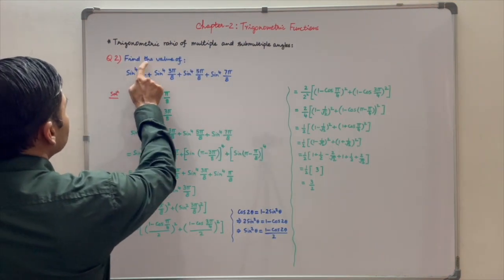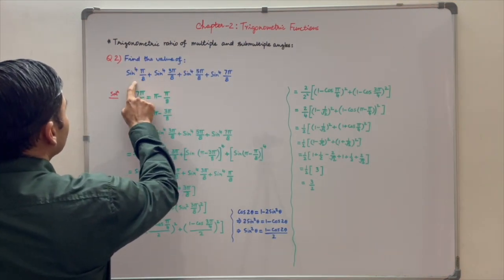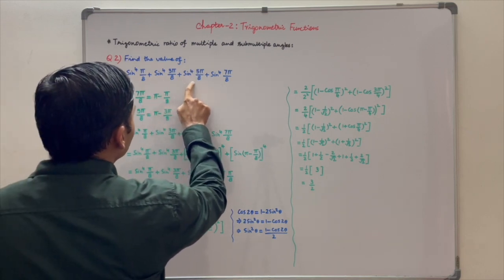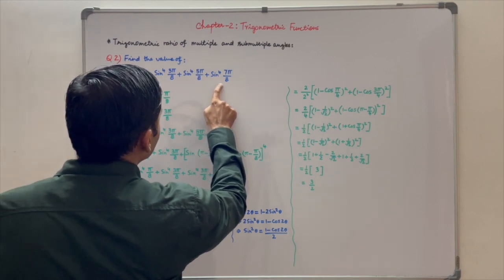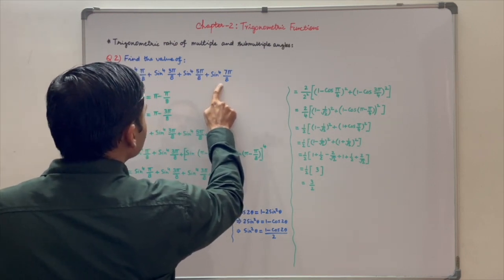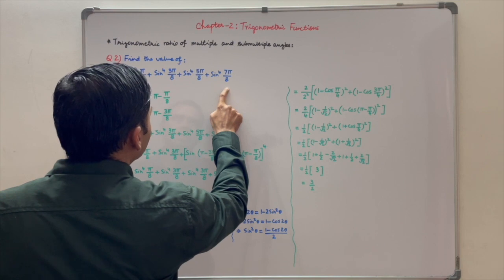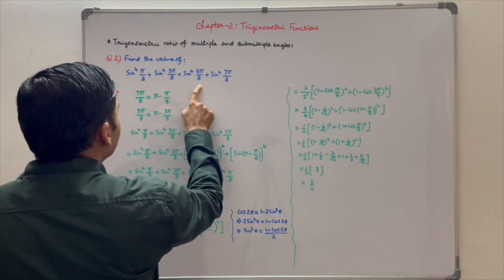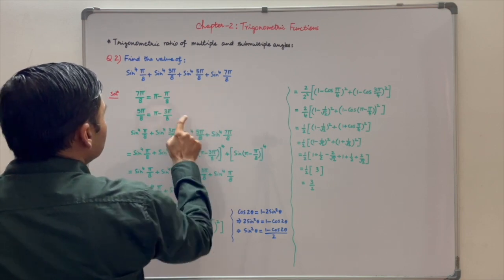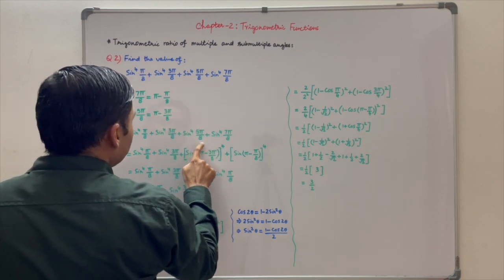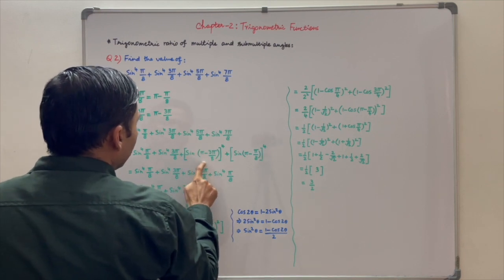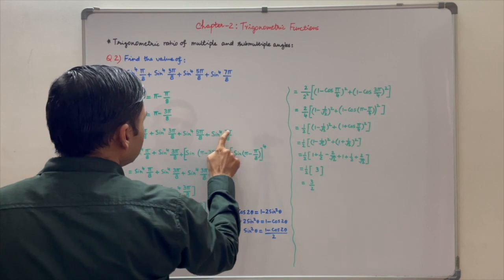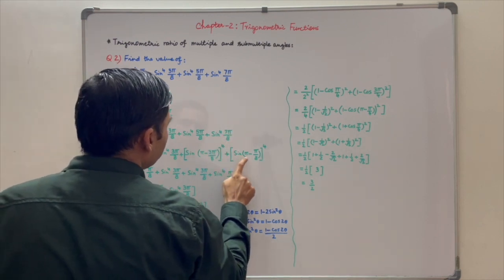Second question, find the value of sin to power 4 pi by 8 plus sin to power 4 3 pi by 8 plus sin to power 4 5 pi by 8 plus sin to power 4 7 pi by 8. Notice here that 7 pi by 8 can be written as pi minus pi by 8. 5 pi by 8 can be written as pi minus 3 pi by 8. So replace sin to power 4 5 pi by 8 by sin pi minus 3 pi by 8 whole to power 4.